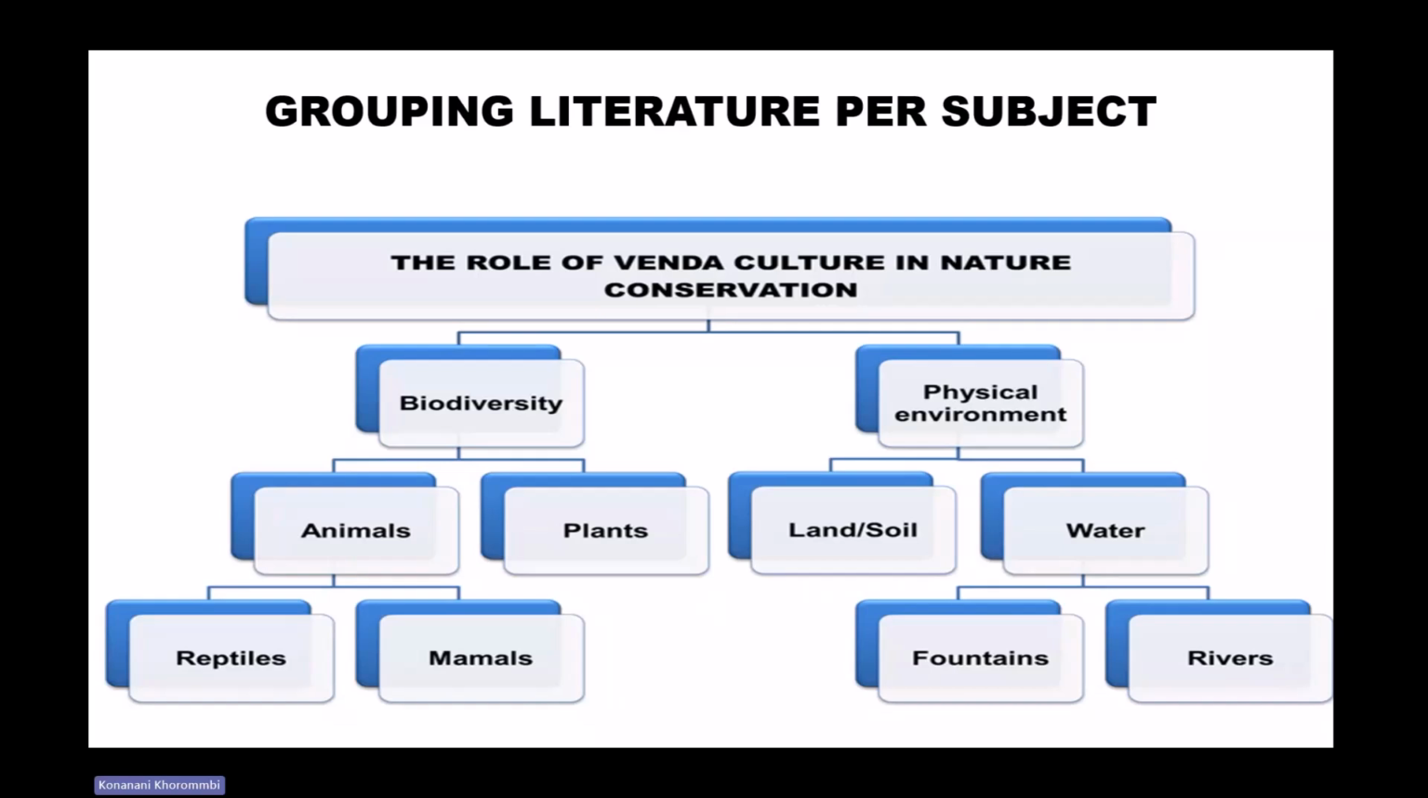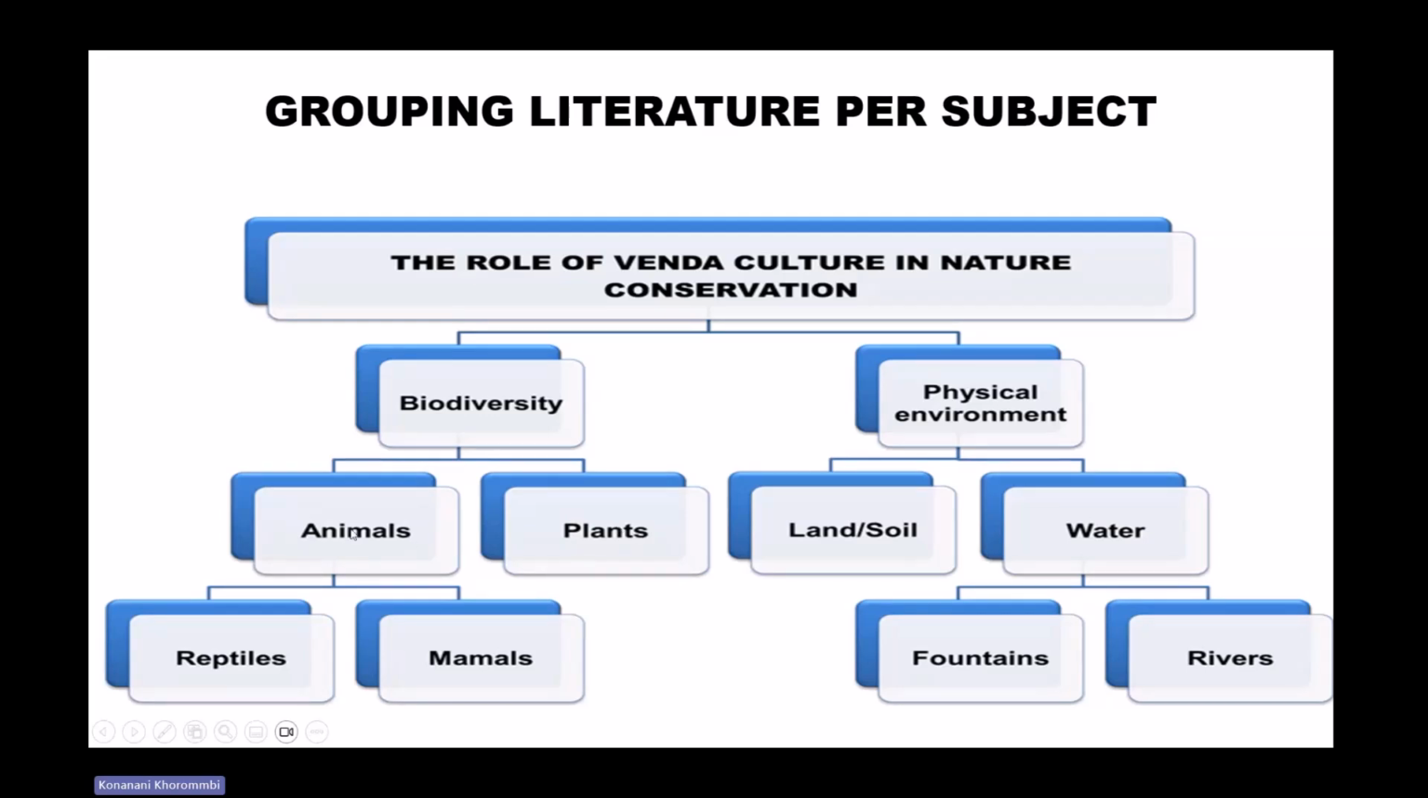subtopic or subject, you can group your literature in terms of the subject. And here I've got an example. In terms of the Venda culture, we have got what we refer to as biodiversity, meaning all the living part of the environment. And of the living part of the environment, you've got only two. You either have animals or plants, because these are the only living aspects. Then I can zoom under plants and talk about trees and shrubs and talk about grass. Otherwise, I can also zoom into animals.